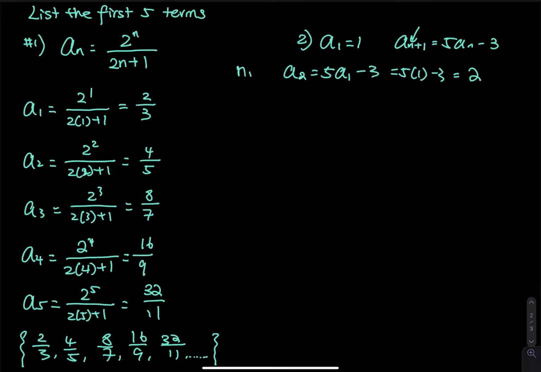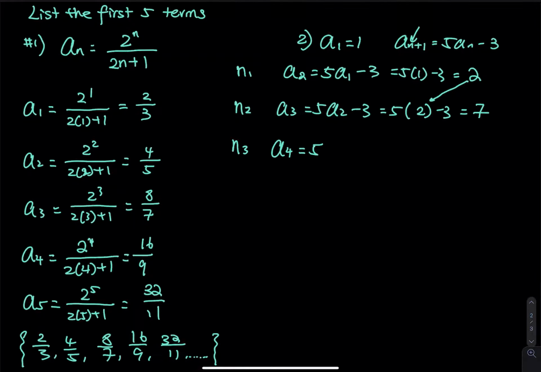When n is equal to 2, we plug that into the plus 1. So 2 plus 1 is 3. That is equal to 5 times a2 minus 3. So that is 5 times a2, which is 2, minus 3. 10 minus 3 is equal to 7. n is equal to 3. 3 plus 1 is 4, so a4 equals 5 times a3 minus 3. So that will be 5 times 7 minus 3 equals 32.